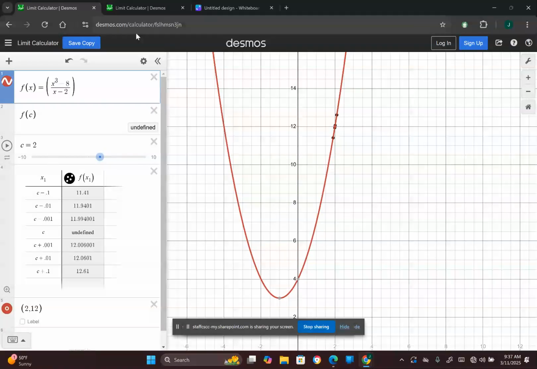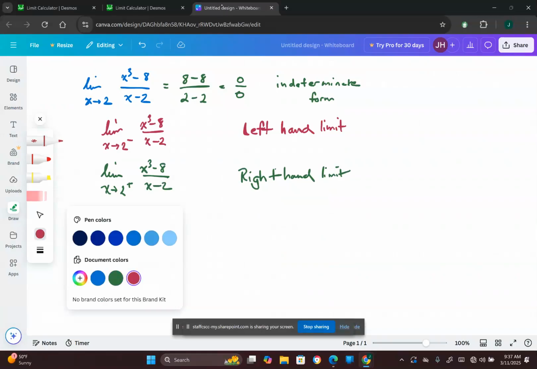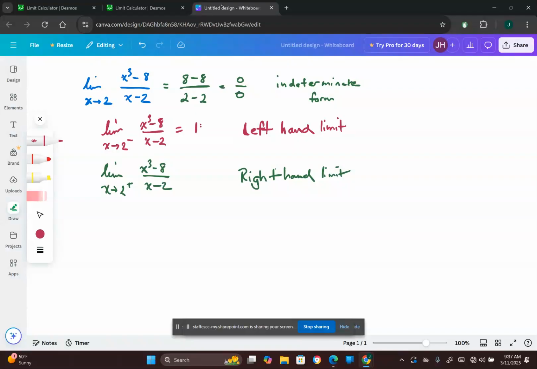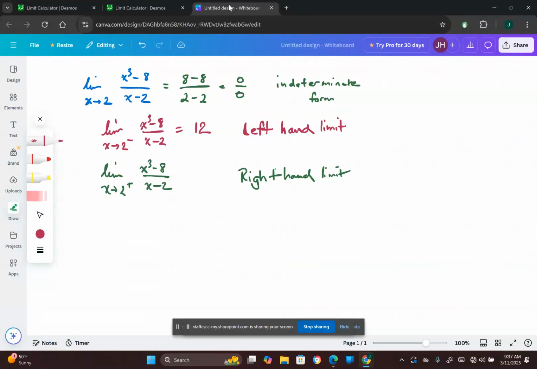those y values seem to be approaching 12. So if I go back here, the limit as x approaches 2 from the left-hand side seems to be 12. Those y values were approaching 12 on that graph. Well, let's go back and look at the right-hand side. If you take a look at the y values as I get closer and closer to 2 from this side, about 1/100th away, notice as I get closer and closer from the right, those y values seem to be approaching 12 as well. So it seems to me like the limit from the right-hand side is also going to be 12.